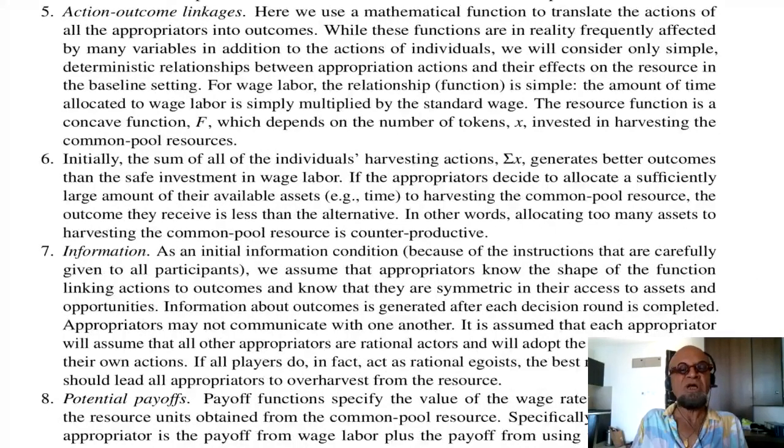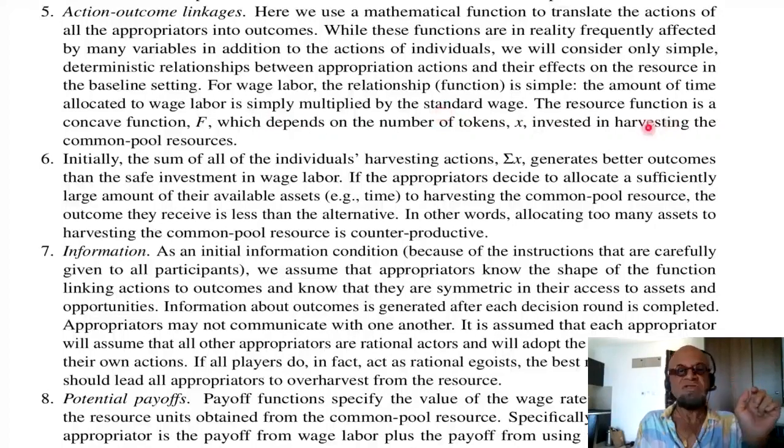Fifth one, action outcome linkages. Here we use a mathematical function to translate the actions of all the appropriators into outcomes. While these actions are in reality frequently affected by many variables in addition to the actions of individuals, we will consider only simple deterministic relationships between appropriation actions and their effects on the resource in the baseline setting. For wage labor, the relationship function is simple. The amount of time allocated to wage labor is simply multiplied by the standard wage, number of hours times hourly wage.